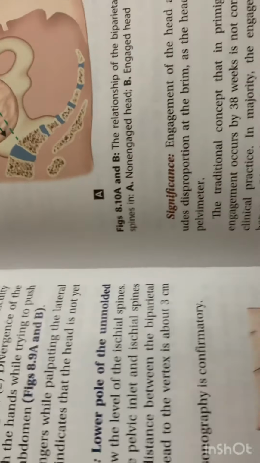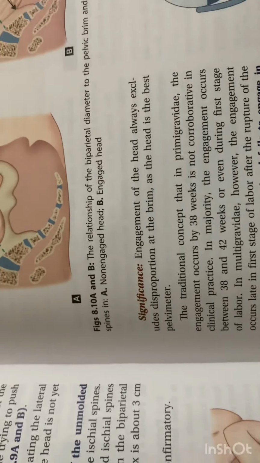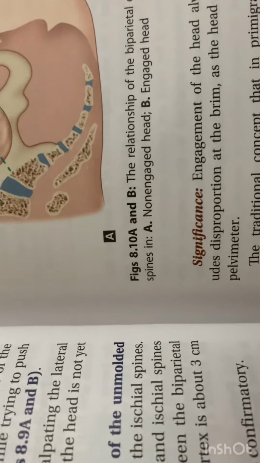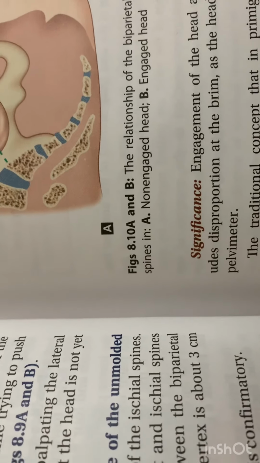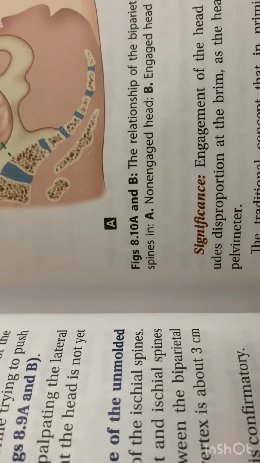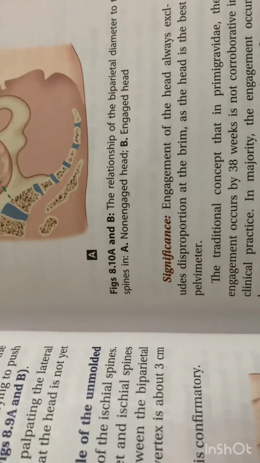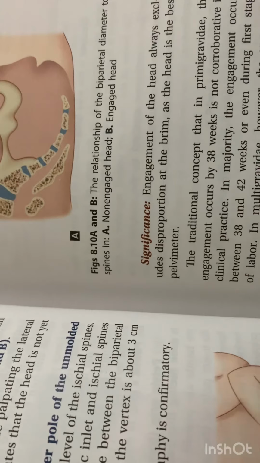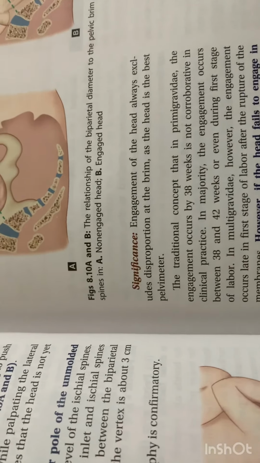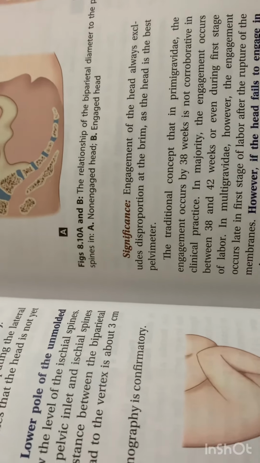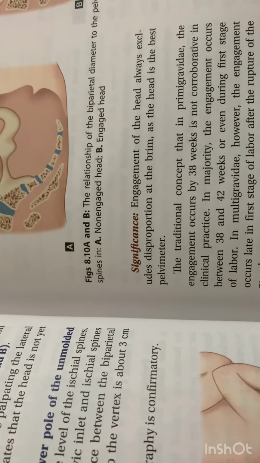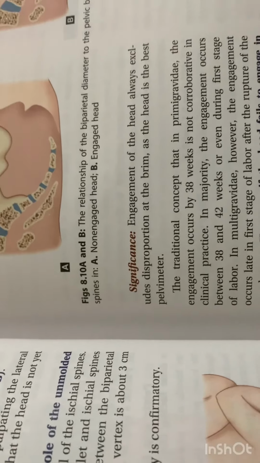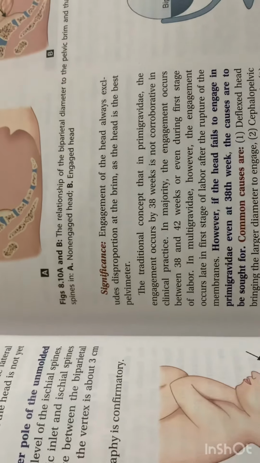What is the significance of engagement? Engagement rules out cephalopelvic disproportion, because if the head is able to pass, obviously normal vaginal delivery is possible. The head is the best pelvimeter. At what time will I check? We will check it at around 34 to 42 weeks. In a primigravida between 38 to 42 weeks, there should be engagement of the head. In a multigravida, this usually happens at the time of labor.